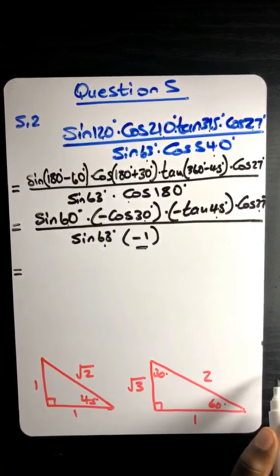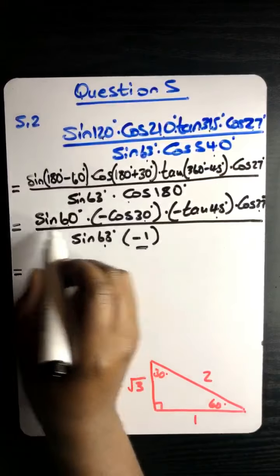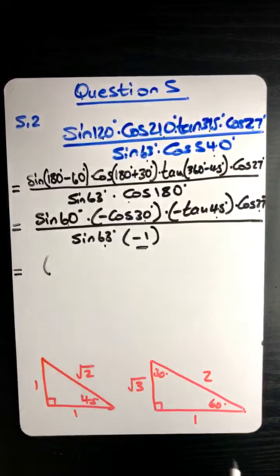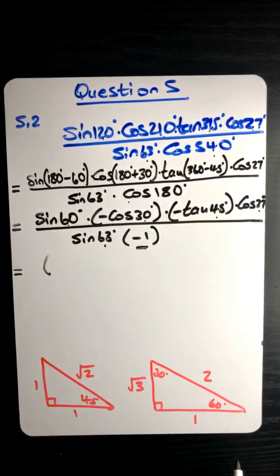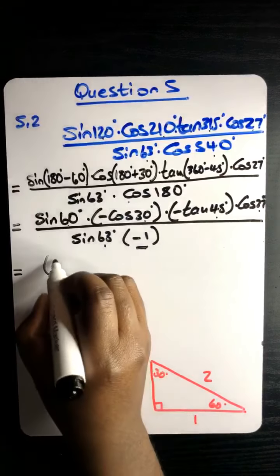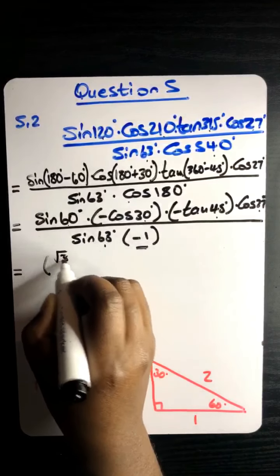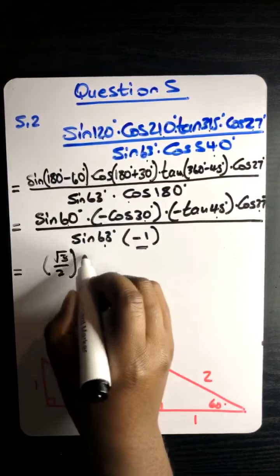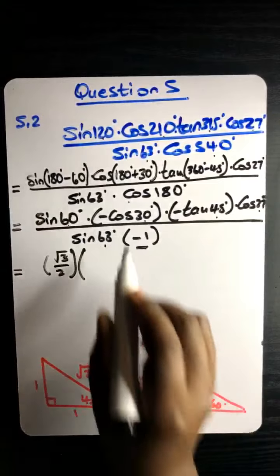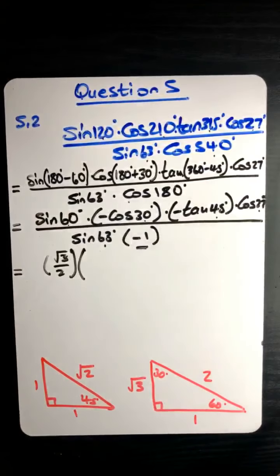Okay, so let's see. What is the trig ratio for sine 60? What is the ratio for sine 60? It's √3/2, sir. It's √3/2. Don't mute your mic. Let's try to continue. What about that one for 30?